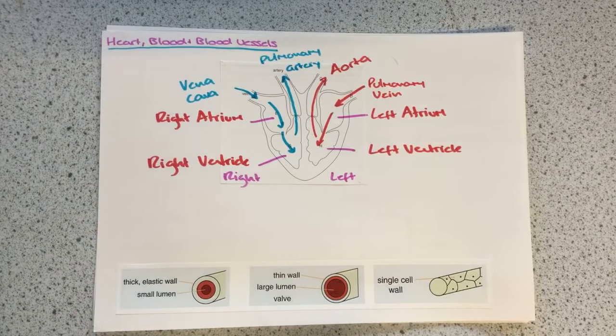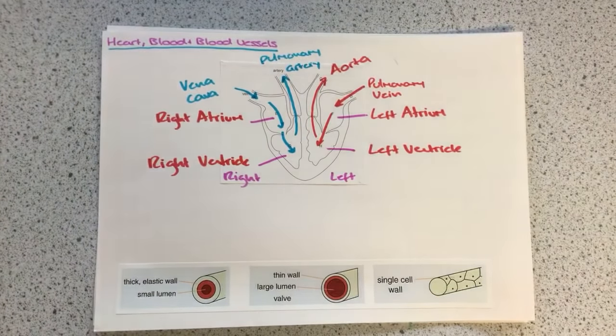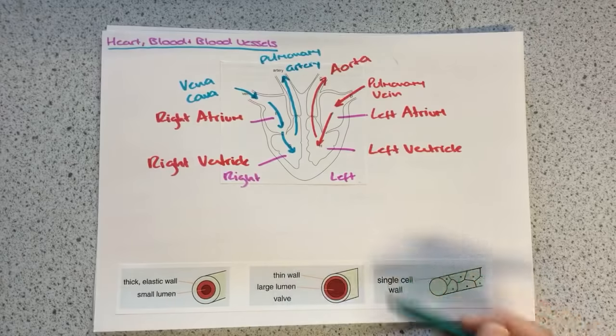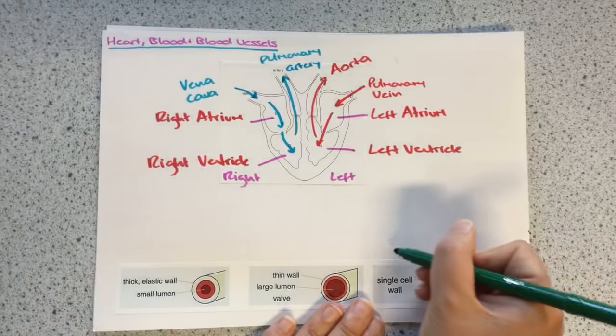As well as this, you need to know the features of the main blood vessels in your body. So if we have a look, these are pictures of the main blood vessels. The easiest one to identify is the capillary.